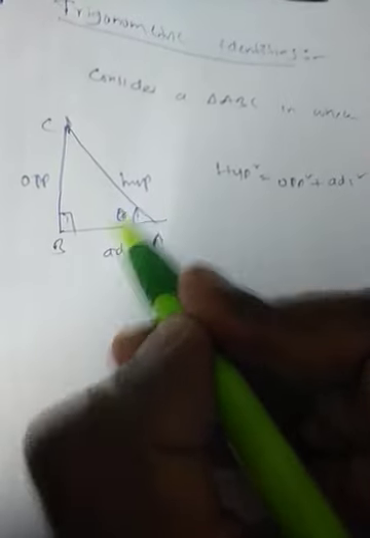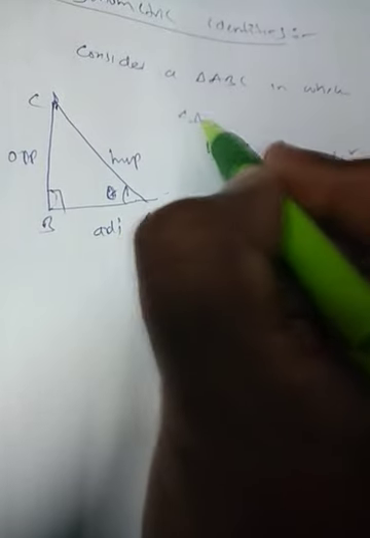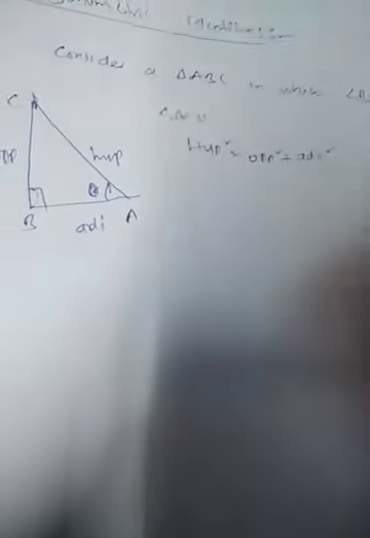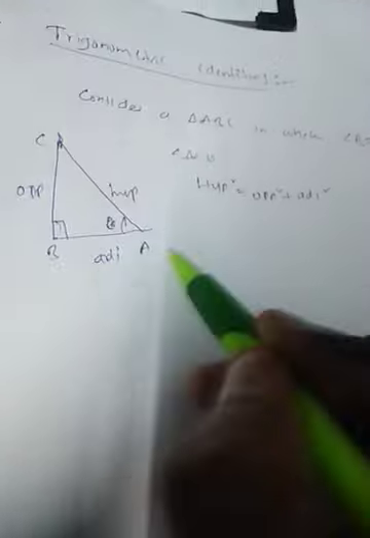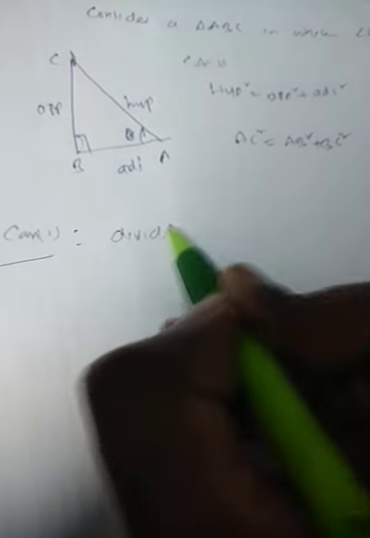What is the hypotenuse here? If you take the angle theta here, let angle A be equal to theta. So I can write AC square is equal to AB square plus BC square. Now I can divide both sides by AC square. This is case 1.